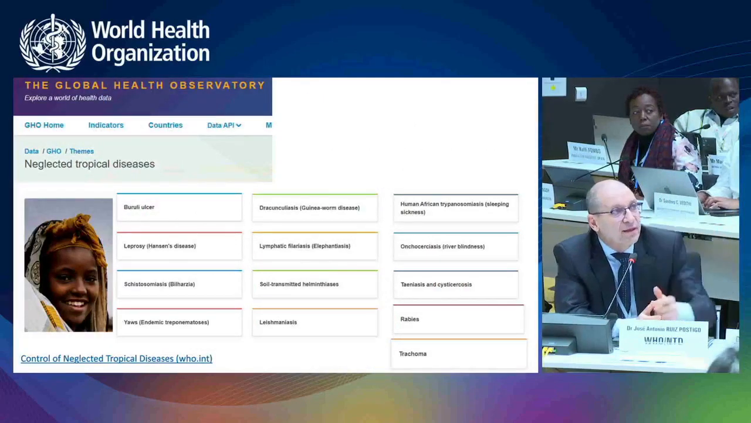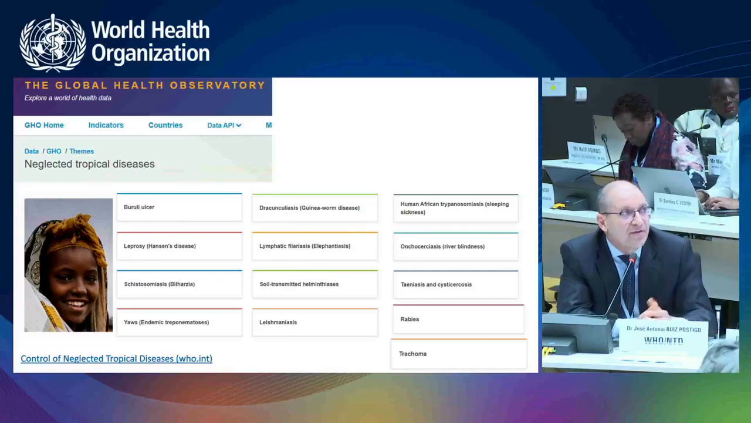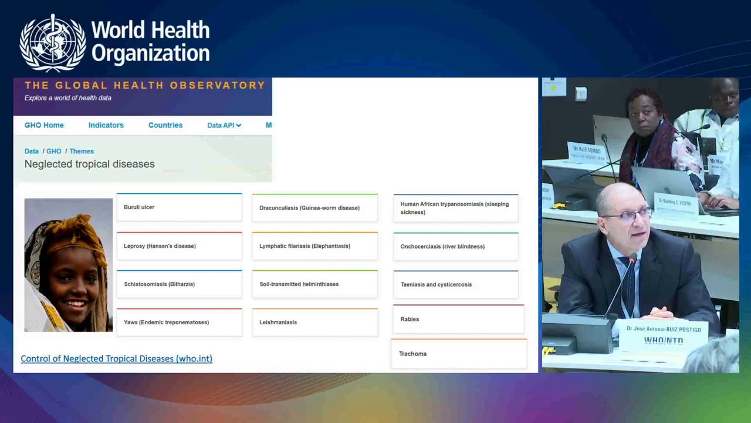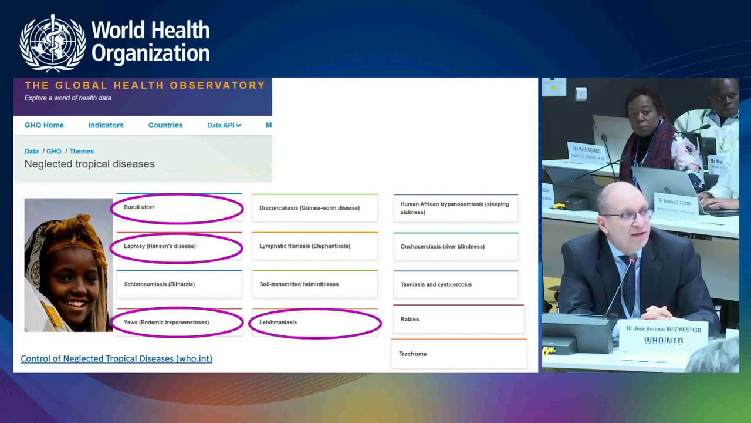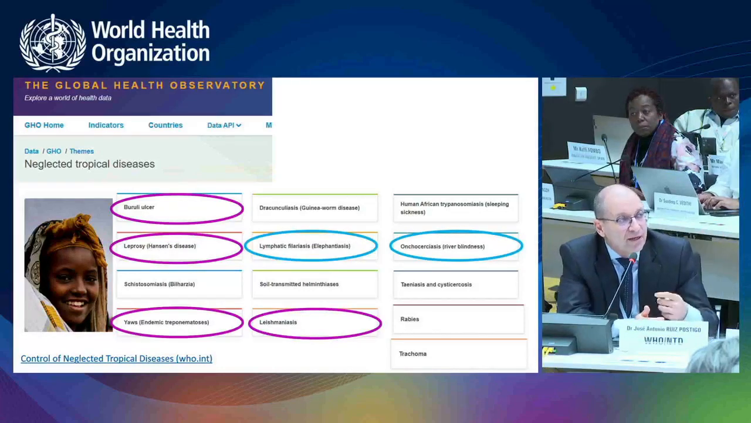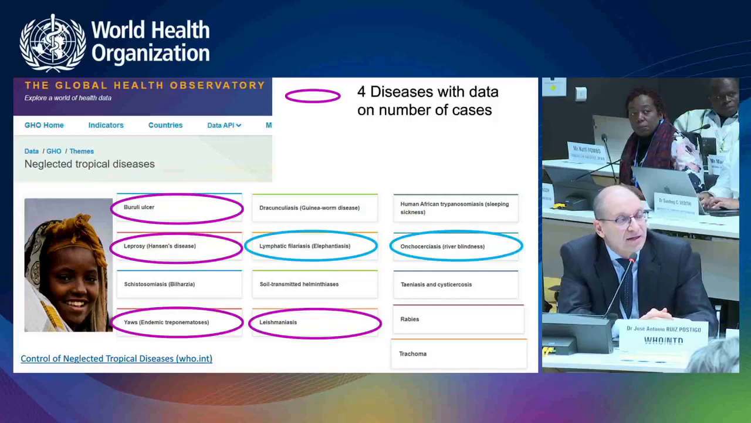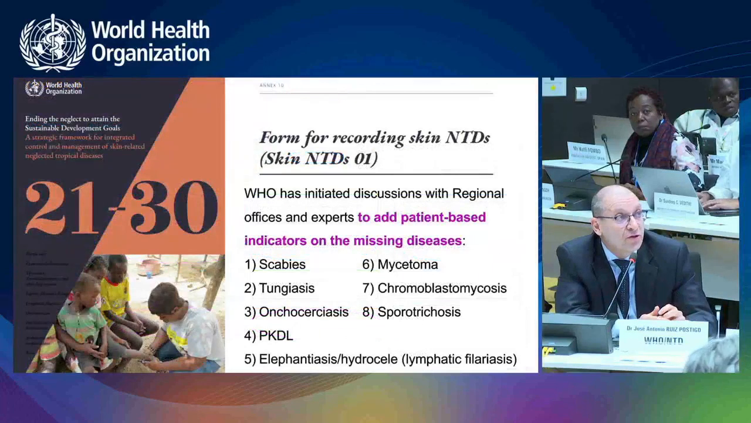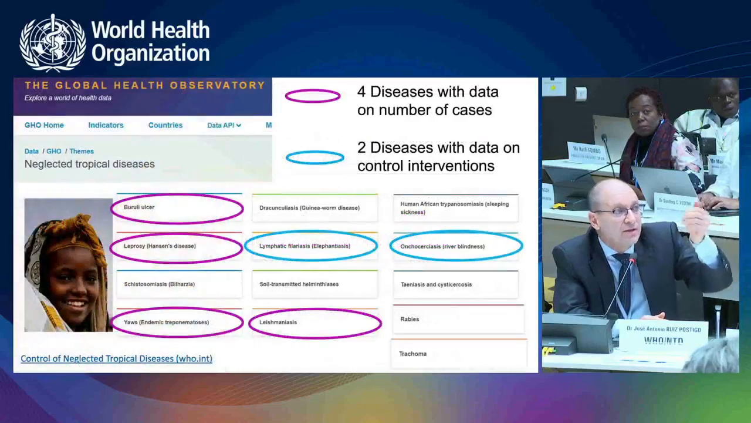Out of the 13 diseases, click several times, please, until all the circles are there. Click quickly. Out of the 13 diseases in the Global Health Observatory, only 4 have data on number of cases and 2 diseases on control interventions. So next, yes.